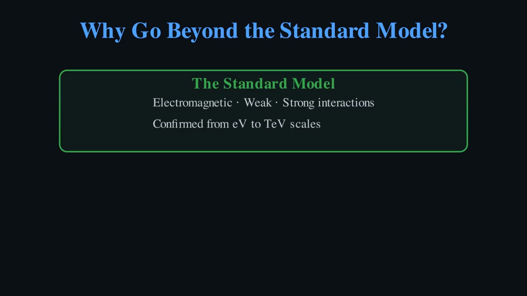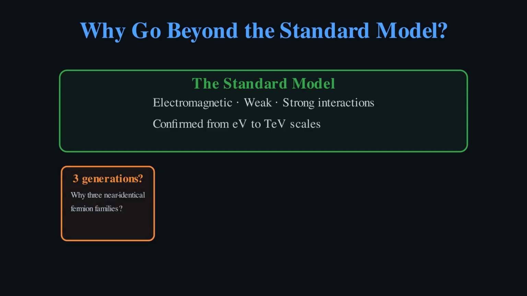The Standard Model is arguably the most successful physical theory ever constructed. Its predictions have been confirmed from sub-eV neutrino oscillations to TeV scale collider physics. And yet it's structurally incomplete in several striking ways.